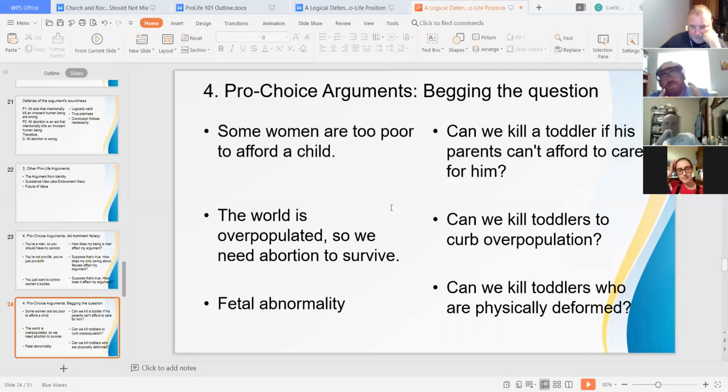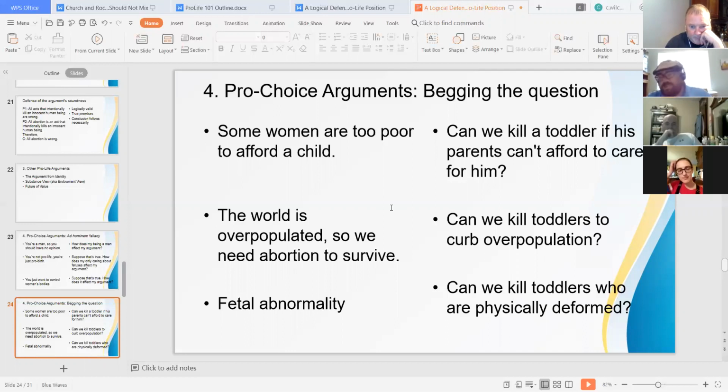So for example, some women are too poor to afford a child. Well, can we kill a toddler if his parents can't afford to continue caring for him? Well, no, of course not. So we can't use poverty as an excuse to kill the unborn. She could give birth to the child and then adopt the child out to a loving family who could afford to care for the child. So poverty is not a good reason to allow killing somebody.